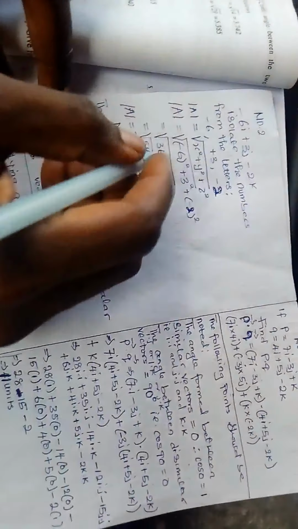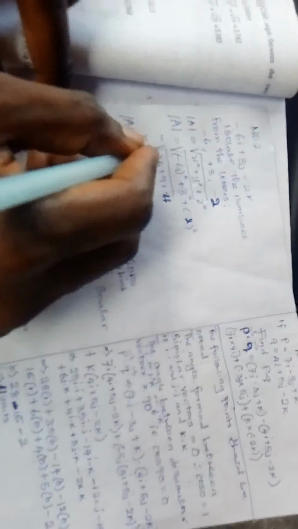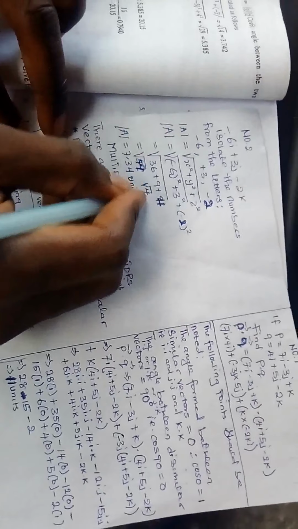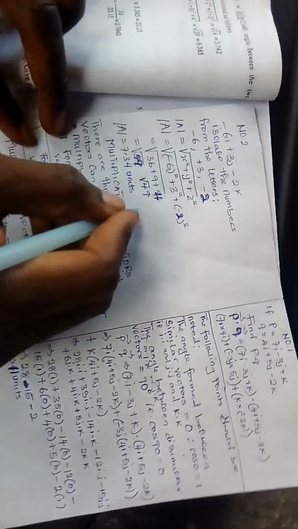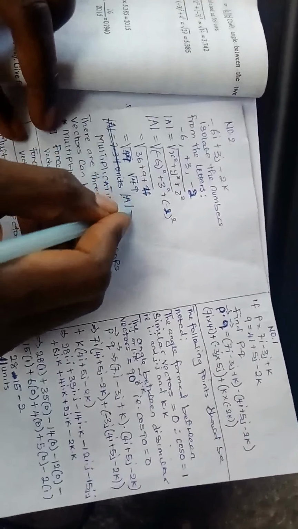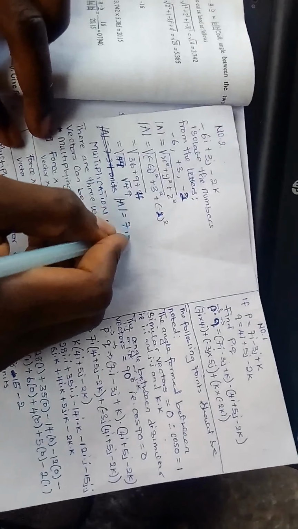So take the square root of 49. That will give us, please, this is wrong. That will give us magnitude equal to 7 units.